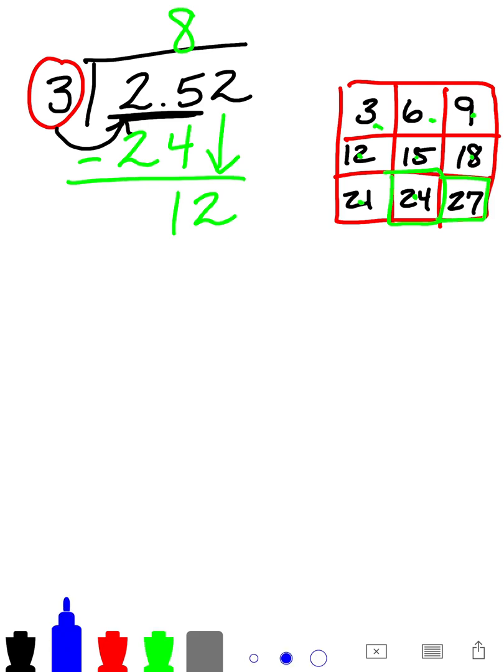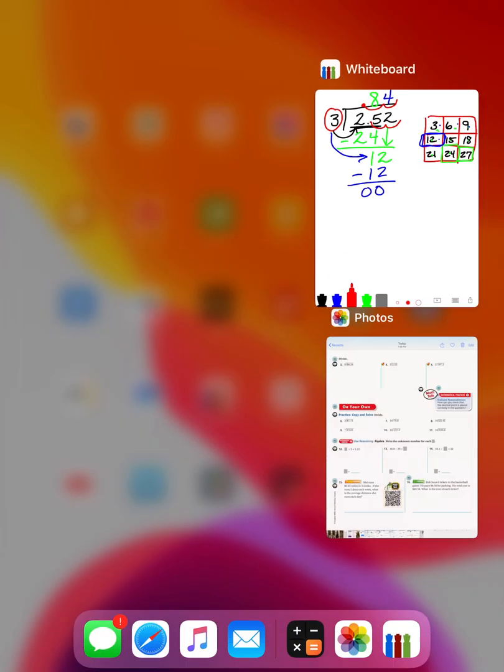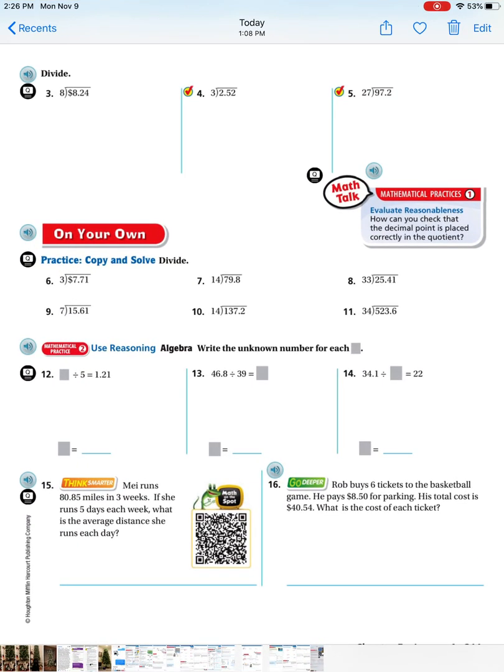Now I have to ask myself, how many times can 3 fit into 12? Well, guess what? I see 12 on the board here. Perfect. So we know 3 fits into 12 exactly 4 times. And 4 times 3 is 12, and we subtract. We have no more numbers to bring down. We do not have a remainder, but we have got to place our decimal point. So up here, 1, 2, 1, 2. So your answer is 0.84. So I'll go back, and I'm going to write my answer in on the right page. 0.84.